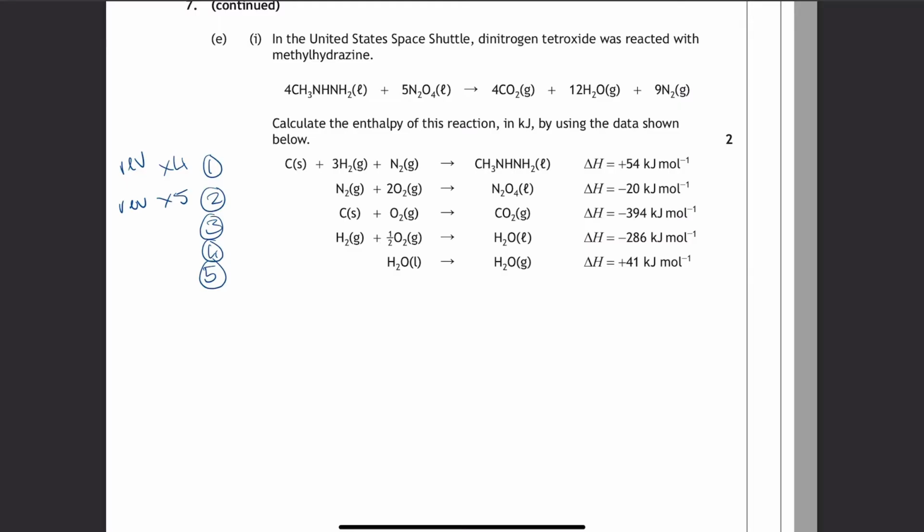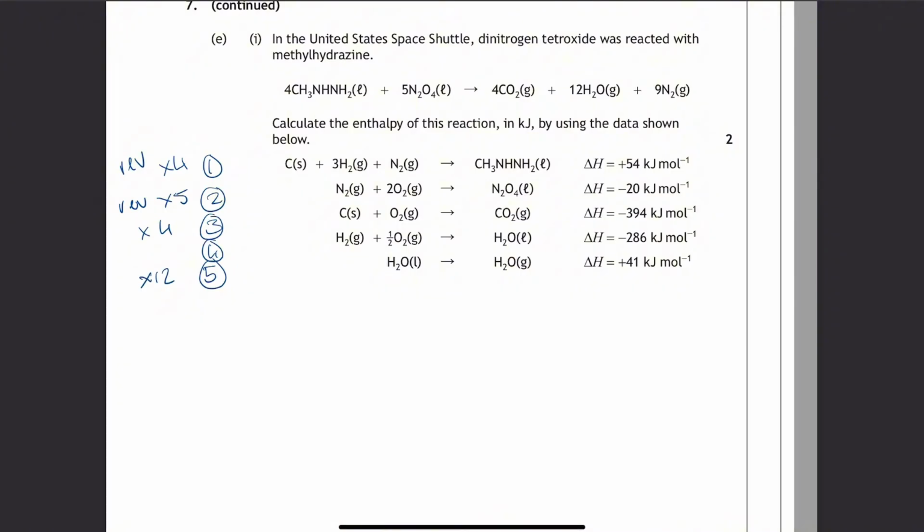The 4CO2, so CO2 is in equation 3. It's on the right side this time, but I need 4 moles of it, so I'm going to have to times this one by 4. Now, H2O is a gas, so this is where state symbols become important as well. That's in reaction 5. So it's on the right side, but I need to get 12 moles of it. So I'm going to have to times this last one by 12.